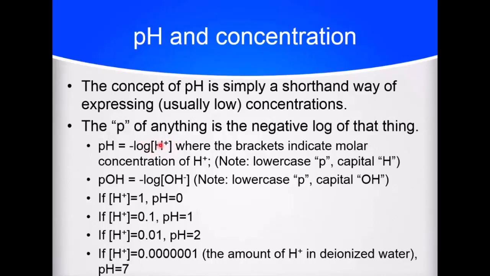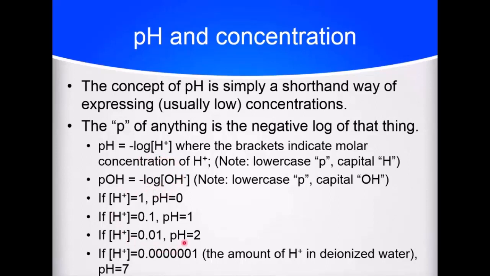We take that value, take the log of it, and then make it positive, changing the sign, because it'll usually be a negative number because these are low concentrations. That gives us the pH. You may or may not have to do any pH calculations in your lecture. If we want to do a pOH, we would take the negative log of the OH- concentration. If we want to do a pK, we would take the negative log of the K, the equilibrium constant.